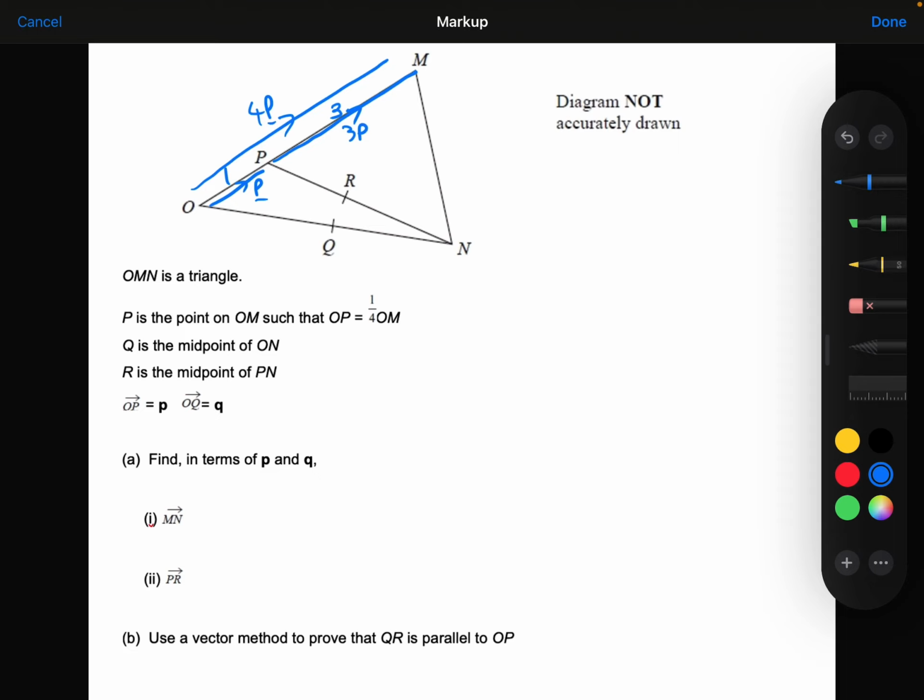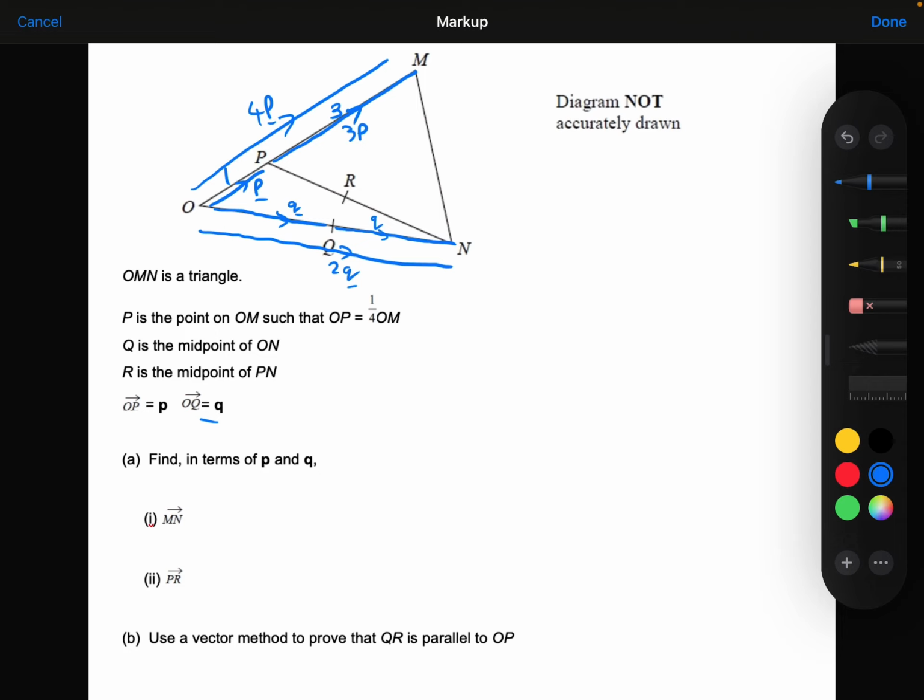We're also told that the vector O to Q is the vector Q. And given that Q is the midpoint, I can also say that Q to N would also be the vector Q. So overall, the O to N would be 2Q.